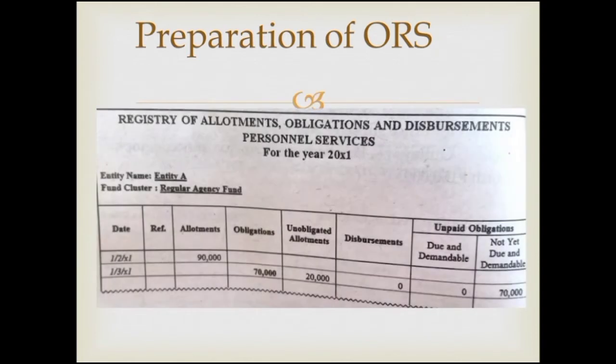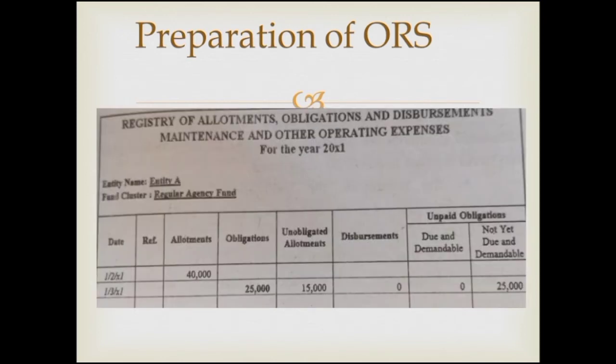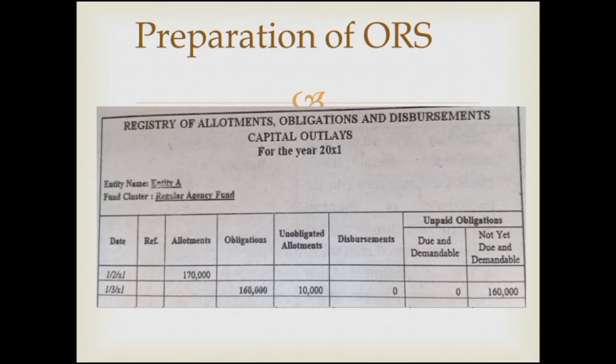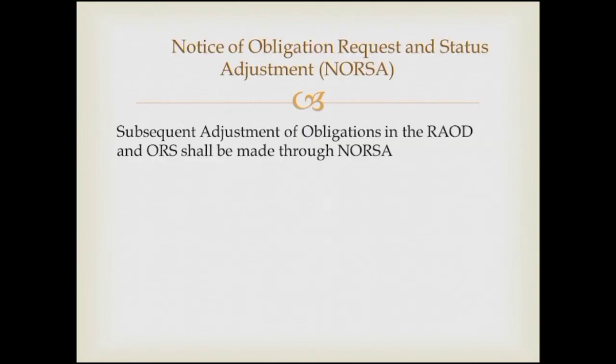And this is the Registry of Allotments, Obligations and Disbursements or RAOD. So we have here the personal services. This is how you record the personal services. The first one, you will put the allotments and the obligations. The difference of allotments and obligations is equal to the unobligated allotments. We have another here, the MOOE or the maintenance and other operating expenses. And we also have here the capital outlays or the CO.